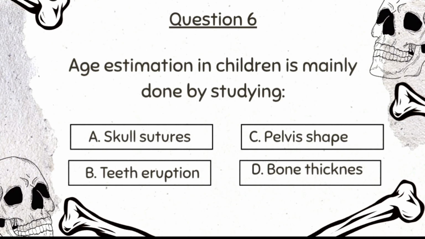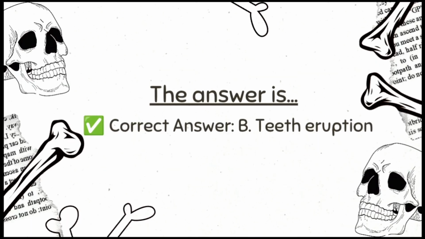Now for the question number 6, we have age estimation in children is mainly done by studying option A, skull sutures, option B, teeth eruption, option C, pelvis shape, option D, bone thickness. And for this question, the correct answer is option B, teeth eruption.